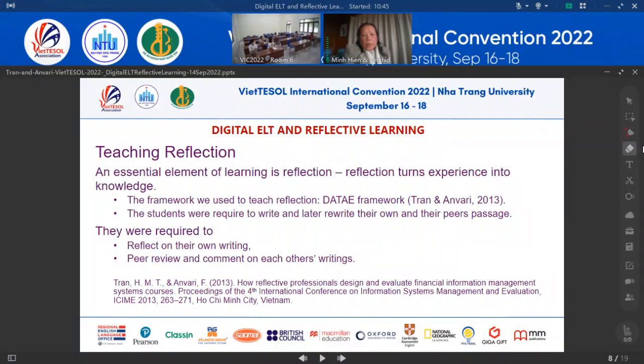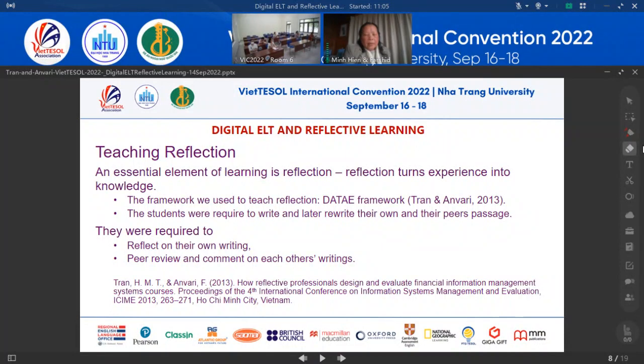Like I said, while teaching them English, we also introduce them to the concept of reflection. The reason is that an essential element of learning is reflection. Reflection can turn an experience into knowledge. And in order to teach them reflection, we use a framework.